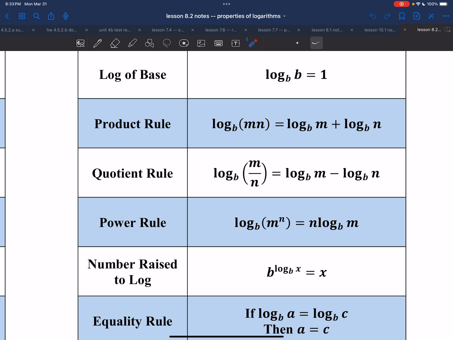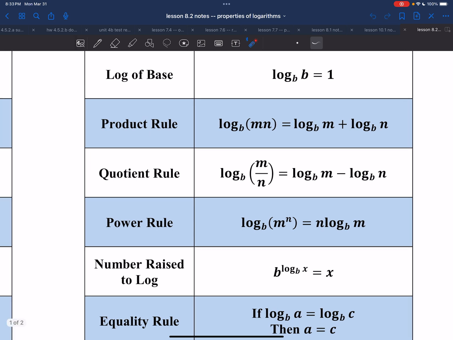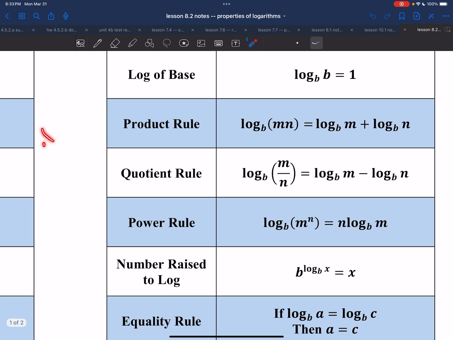The product rule is like the exponential product rule. If you had x squared times x to the 7th, that's x to the 9th. You add the exponents when you're multiplying bases. Well, if you're adding logarithms, then you can combine that into a single logarithm with the arguments of each of those logarithms multiplied. What?